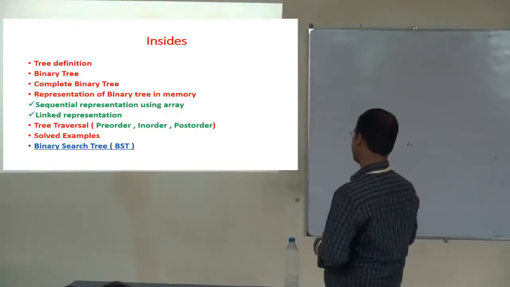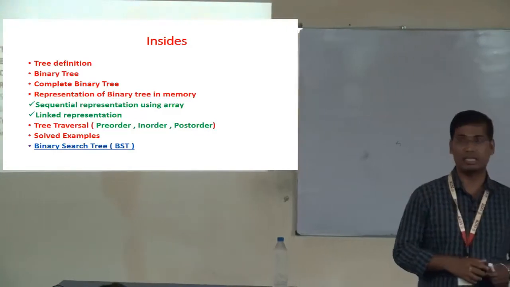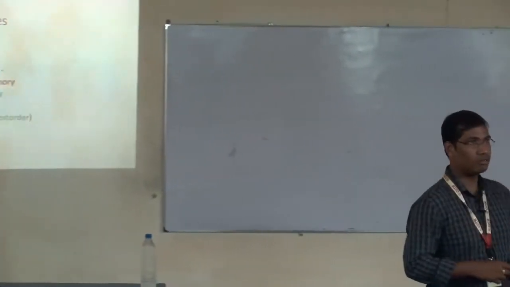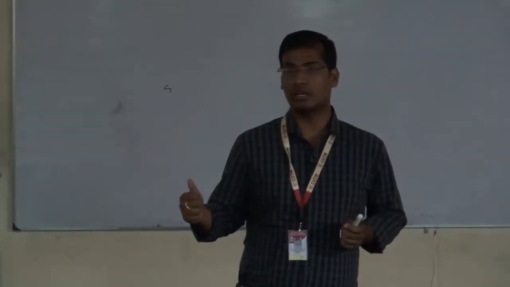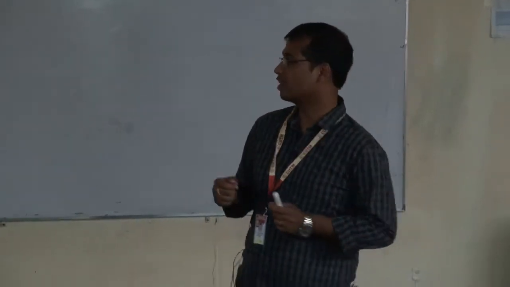Then we discussed how all the tree elements can be represented in computer memory, and there are two ways of doing this. One is the sequential representation and another is linked representation. In sequential representation we are using the array data structure, and in linked representation obviously we depend upon the list data structure or linked list data structure.